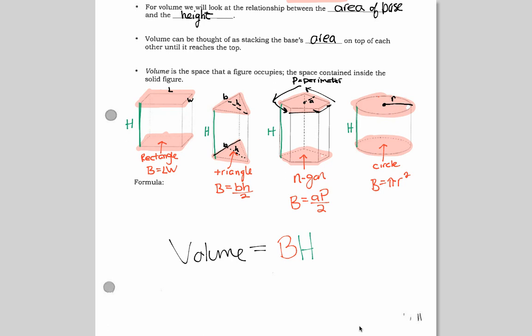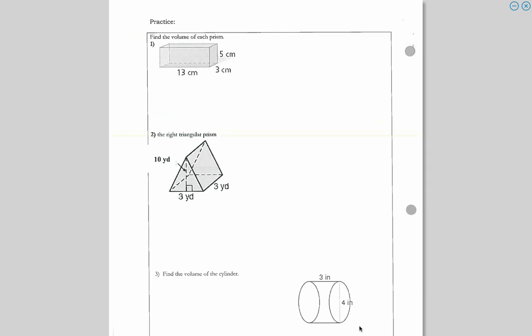Think about this. B, depending on the shape of the base, you're just using one of these formulas. So basically, it's a unit 2 type problem, and then you're just multiplying it by one more number. That's the only difference between unit 2 and unit 5 in this lesson.